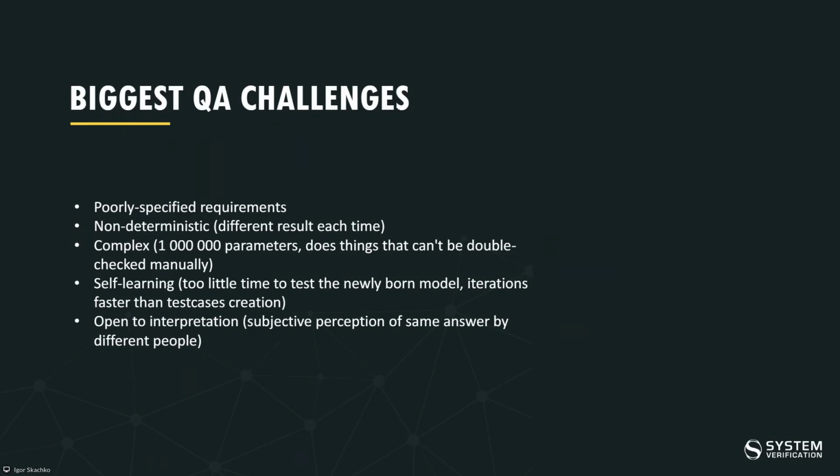Now, the last point is open to interpretation. That is because some systems give answers which are just subjective. Basically, some people like to hear those answers, and some people might consider those answers as wrong, and that might be challenging to test as well. Don't forget that we have many systems which are not giving us digital values at the end, but free-form responses, like ChatGPT, for example.